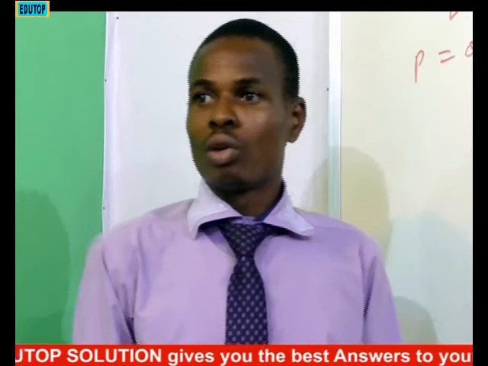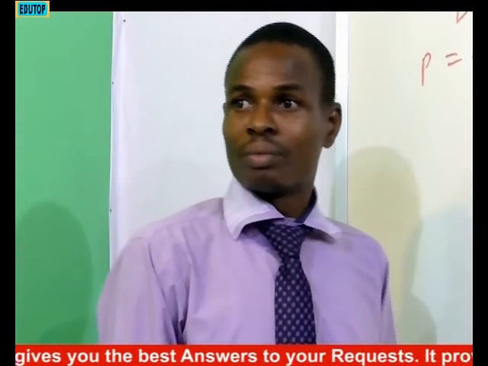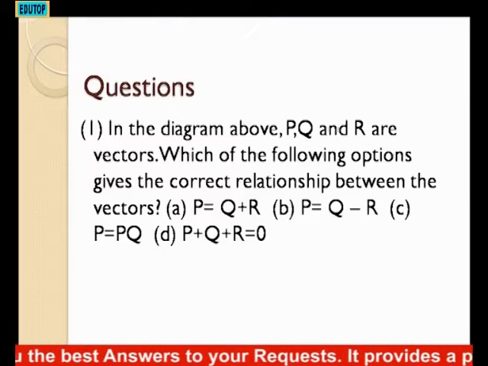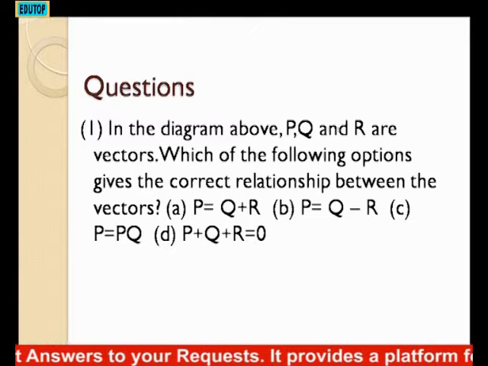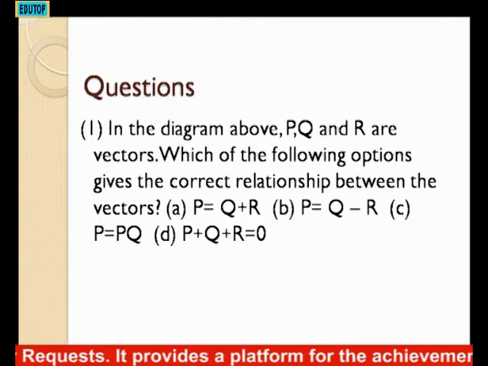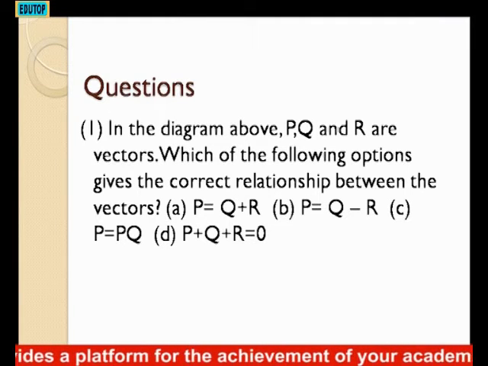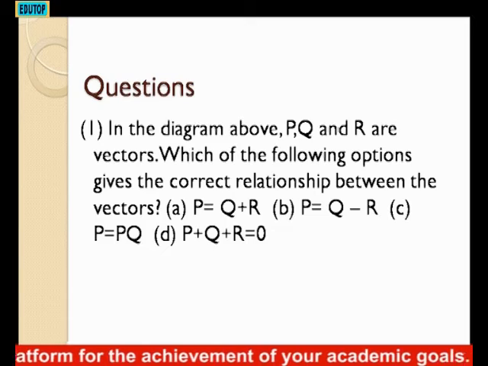Under this topic, we are going to treat the following questions. Question number 1. In the diagram above, P, Q, and R are vectors. Which of the following options gives the correct relationship between the vectors?